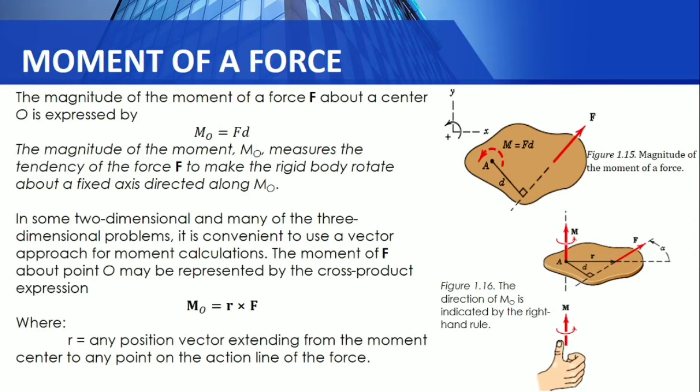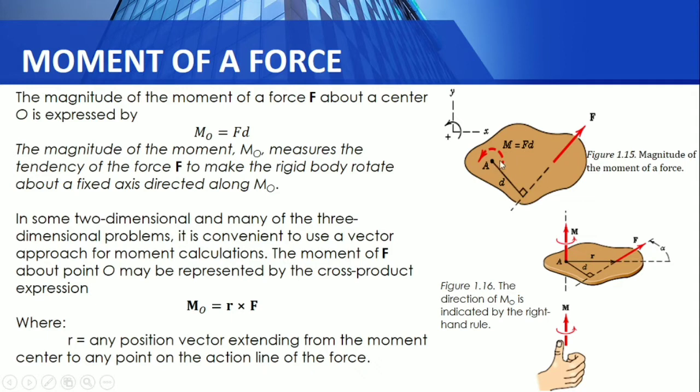So the magnitude of the moment of a force F about a center O is expressed by M. Moment about the center O is equal to force times distance. So pinakasimple, moment is equal to force times distance. So example itong figure natin, if you have force at a distance from the A, so ito yung perpendicular distance natin or yung moment arm natin which is yung D.